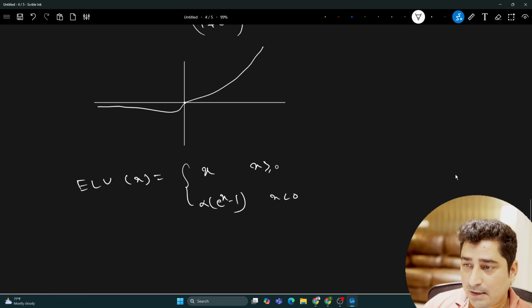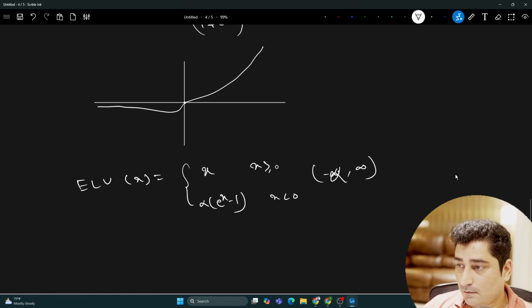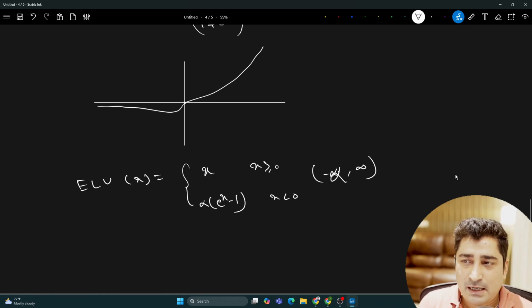So the final range where it is going to give you a value is negative alpha to positive infinity, negative alpha, by the way. So negative alpha to infinity is the range of values it is going to give you. So this is again another activation function that I can talk about.